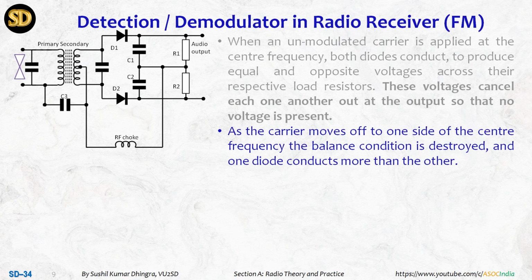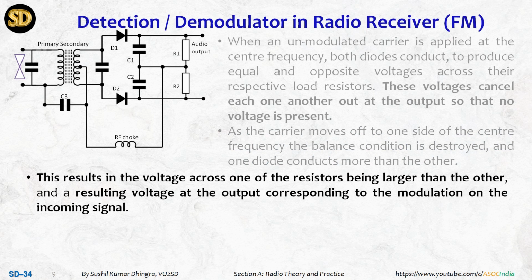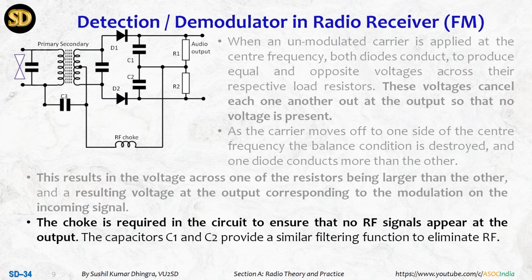As the carrier moves to one side of the center frequency, meaning it is going upside or downside, the balance condition will be distorted. It will be disturbed, and one diode conducts more than the other, so there will be a different voltage, and this different voltage is very important. This results in the voltage across one resistance being larger than the other, and the resulting voltage at the output corresponds to the modulation on the incoming signal.